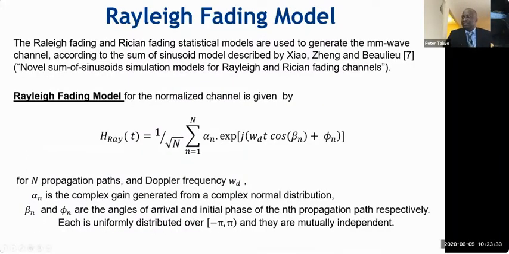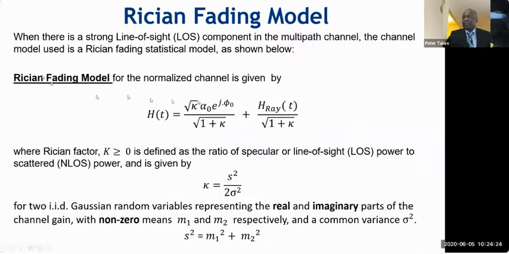So the Rayleigh fading model and also the Rician fading model are used to generate the millimeter wave channel according to the sum of sinusoids model described by Zhao, Zheng, and Bellew. For the Rayleigh fading model, the model is expressed here, which takes into consideration the Doppler frequency, the angle of arrival and initial phase on the path. The angle of arrival and initial phase are uniformly distributed over minus pi and pi, and they are mutually independent. And we also have to consider that this is aggregated over all the propagation paths getting to the receiver.